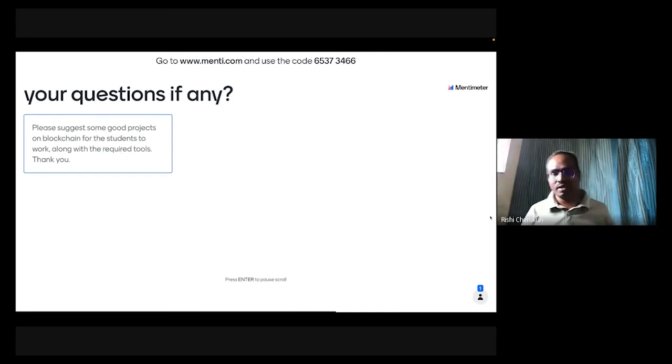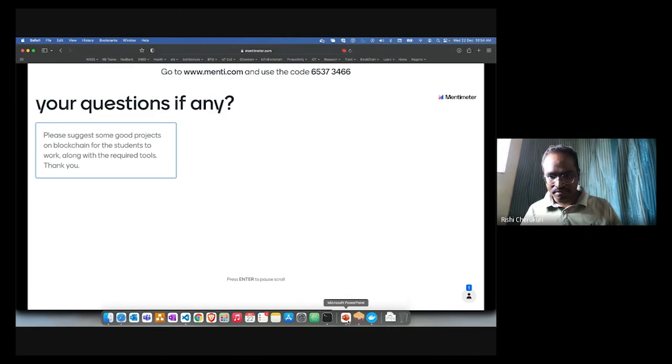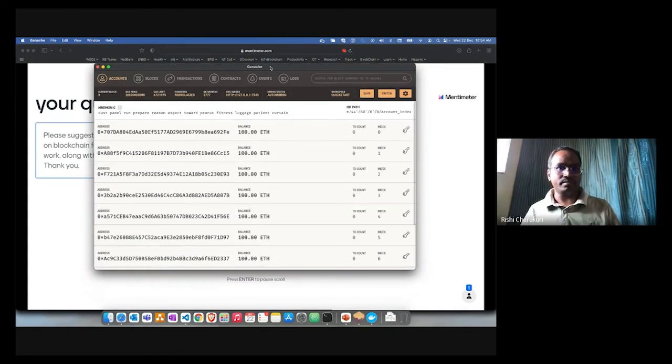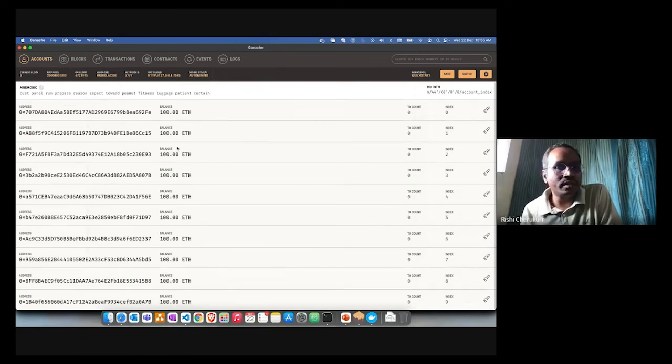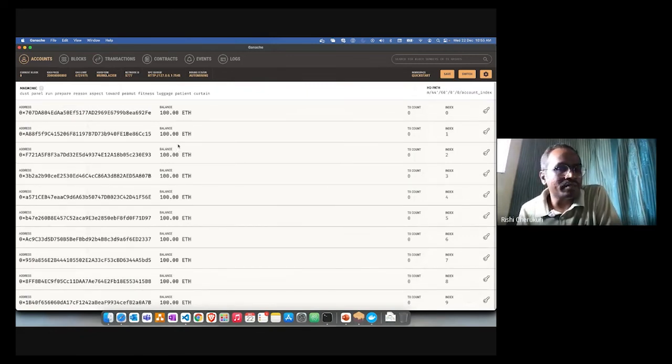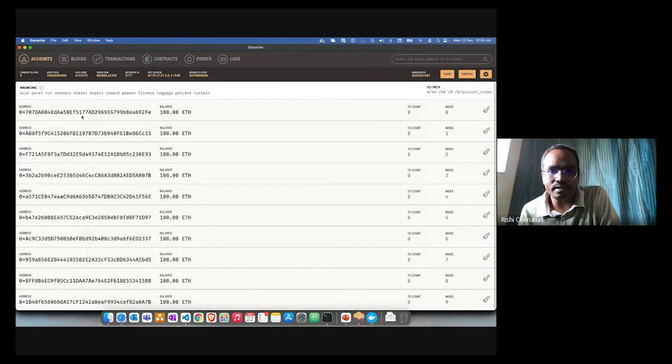So maybe one tool that you can look at, just for learning purposes, I'm just showing it. It's called Ganache. This is like a local blockchain server, you can say. And you have these mnemonics, these 12 words of cryptography, that are used here, where you can store your addresses and so on. All of these are your wallet addresses.